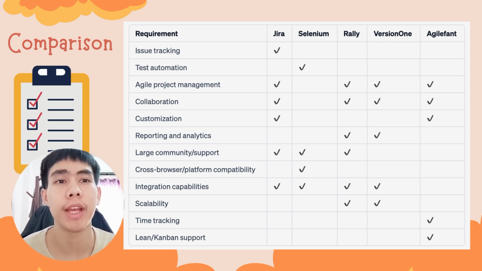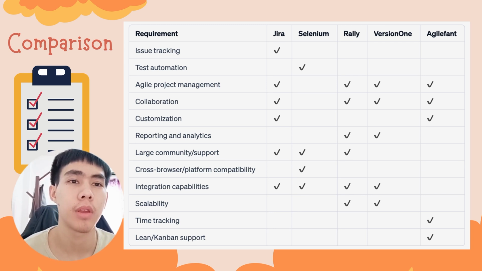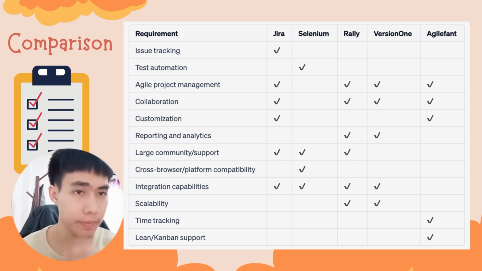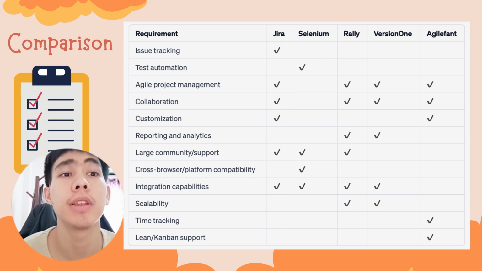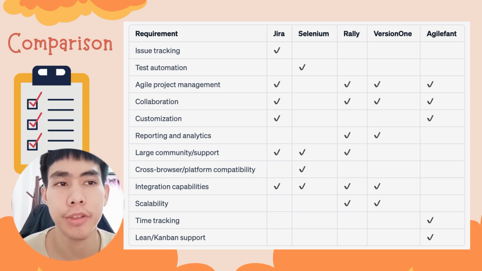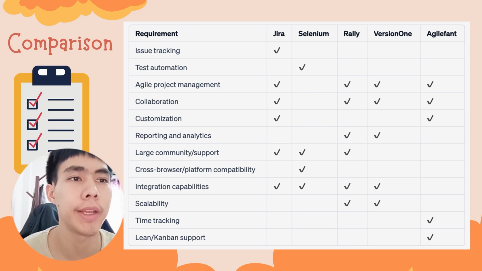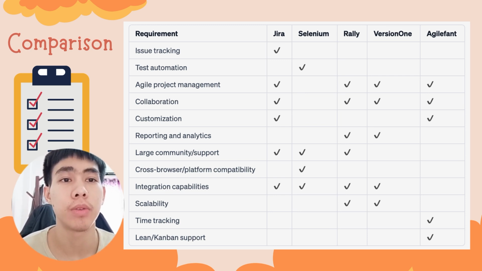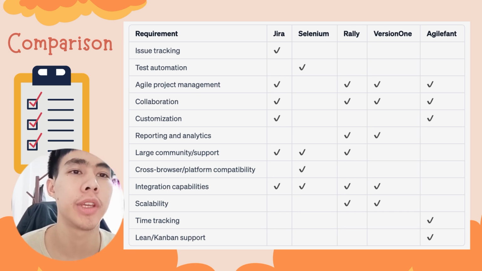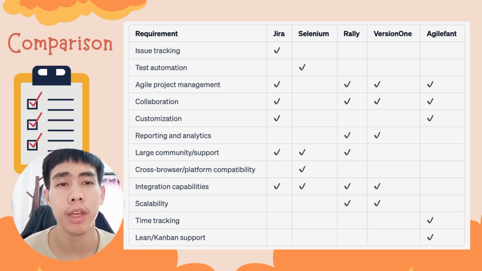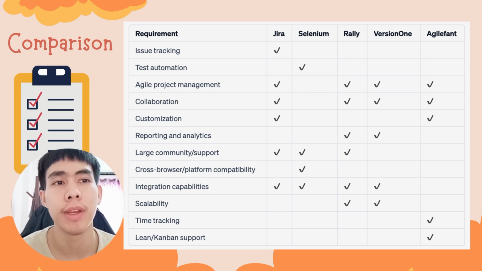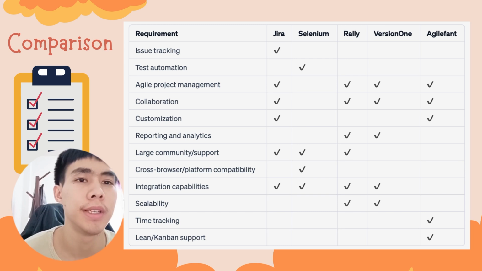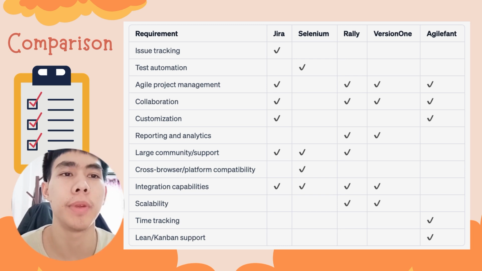Next is agile project management. Almost all of the tools offer these features, including backlog management, sprint planning, and visual boards. Next is collaboration. Jira, Rally, Version 1, and Agile Fan all provide these features. Examples of this feature would be commenting and discussing issues, assigning tasks to team members, sharing attachments, and documentation.